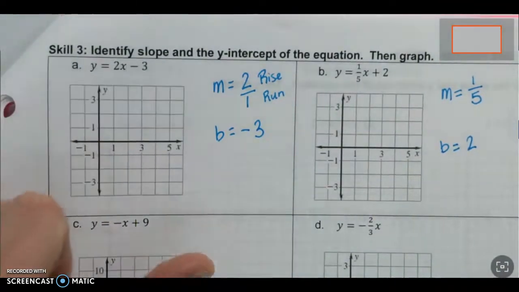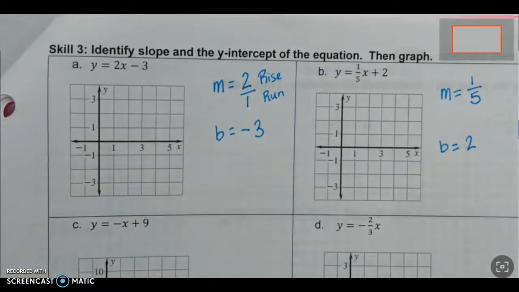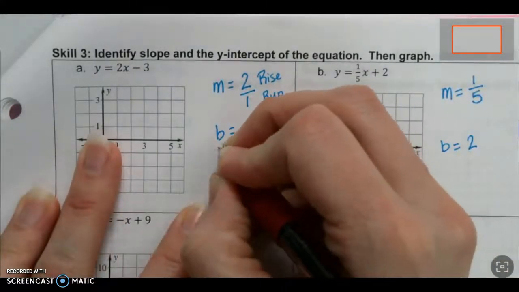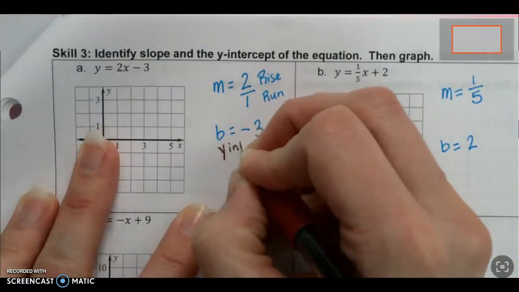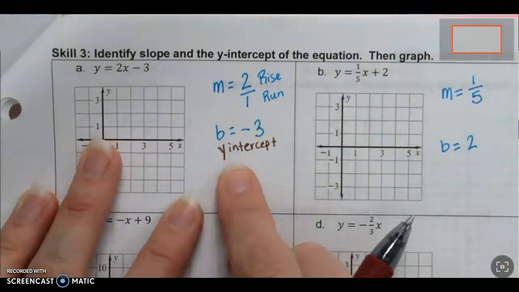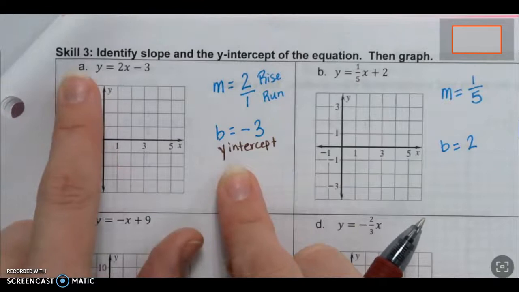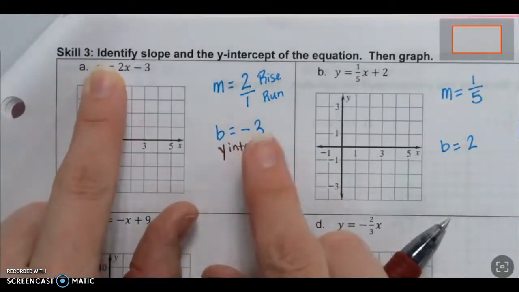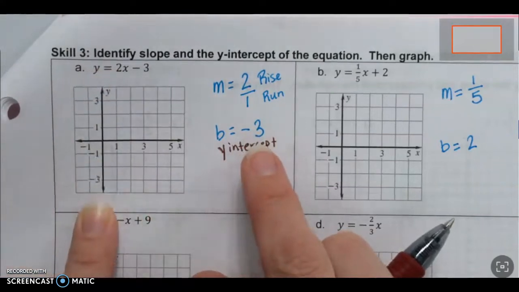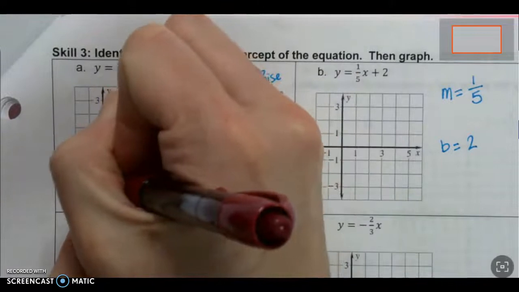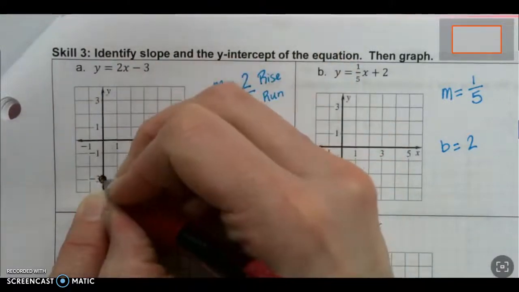So now we're going to talk about how to put these two things on the graph. b stands for our y-intercept, which is where our line is going to cross over the y-axis. So our line is going to cross over there at -3. So I'm going to go to this -3 dot right here and put a dot. That'll be the first dot of my graph.